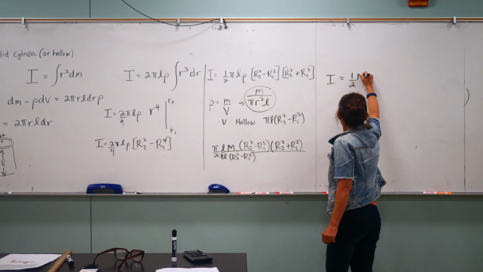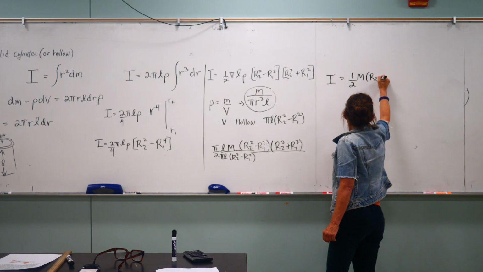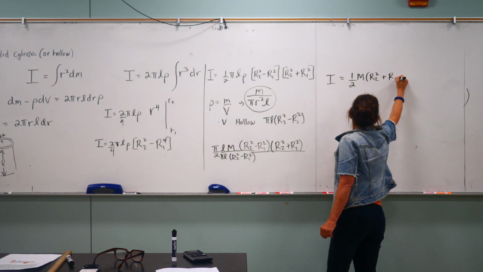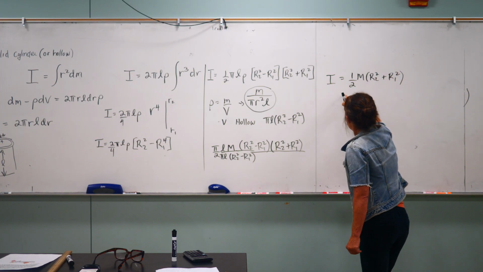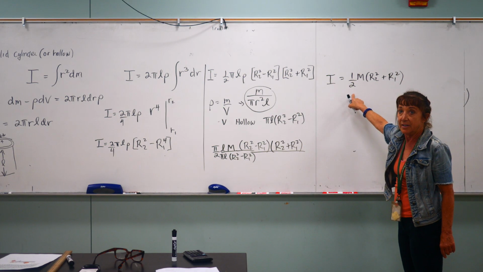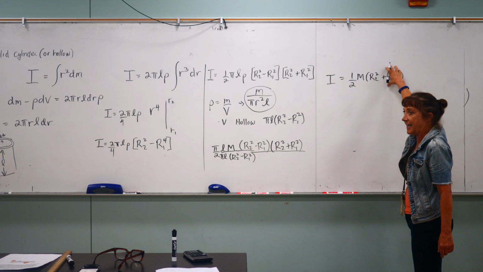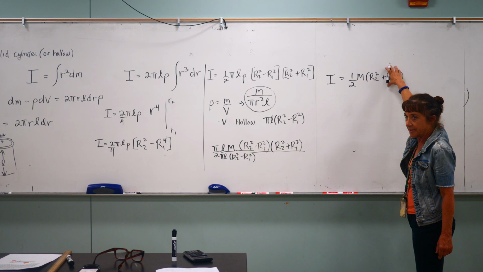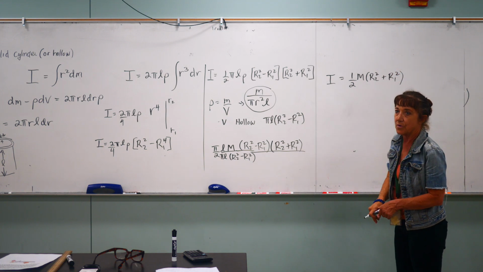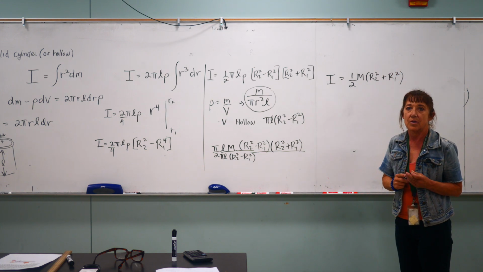So now I is going to be equal to 1/2 m times r2 squared plus r1 squared. And that is the moment of inertia of a solid or hollow cylinder, being that if it's solid, this guy is 0. Yeah, thank you.